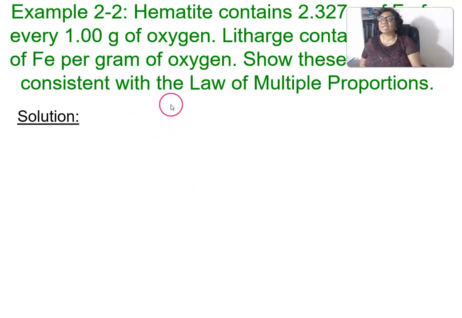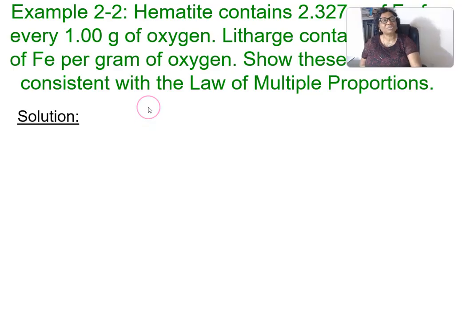Hematite contains 2.327 grams of iron for every 1 gram of oxygen. Litharge contains 3.490 grams of iron for every 1 gram of oxygen. Show these results are consistent with the law of multiple proportion.